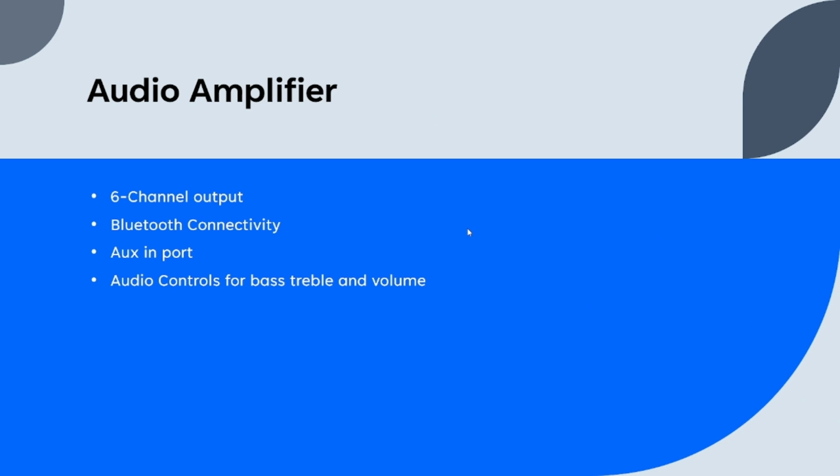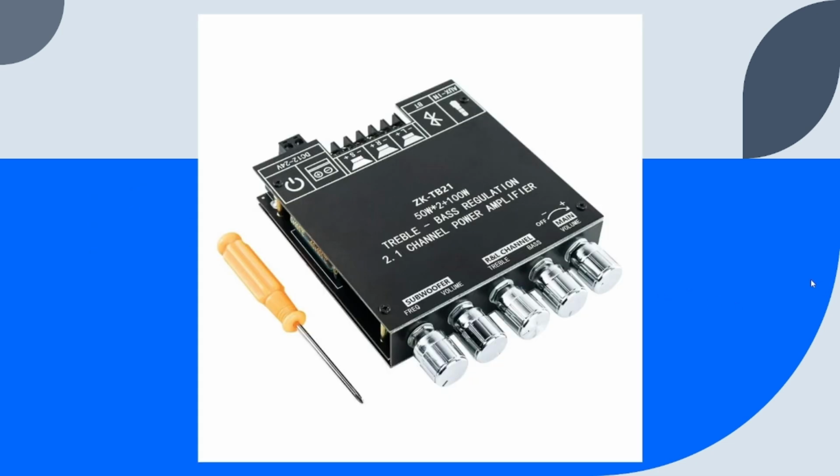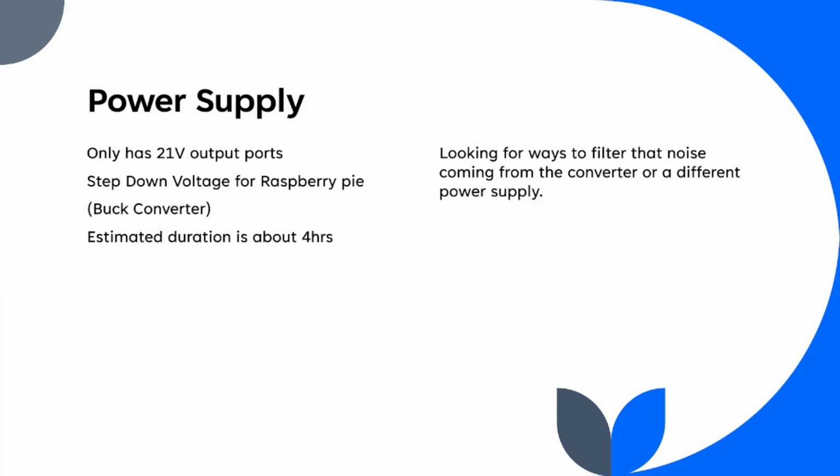The audio amplifier has a 6-channel output for left and right speakers, which connect to the mid-range and the tweeters, a subwoofer channel, and it also features Bluetooth connectivity and an aux-in audio port. It also has audio controls for bass, treble, and volume. The stakeholder also provided us with a power supply, which only has 21-volt output ports, which is fine for the audio amplifier, which works from 12 to 24 volts.